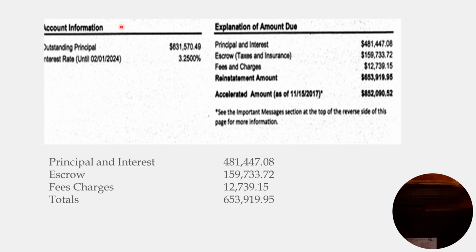What does that mean? That means you've got two separate numbers here. You got that number. You got this number. 653,919.95. That's the budgetary items that are added to the outstanding principal balance. 631,570.49. This poor guy's getting hit with over $1.3 million in foreclosure. Last I heard, he wasn't living in a $1.3 million home, was he? I don't think so. Anyway. So we've got some real issues going on with this statement. Something's not jiving, but it gets better.